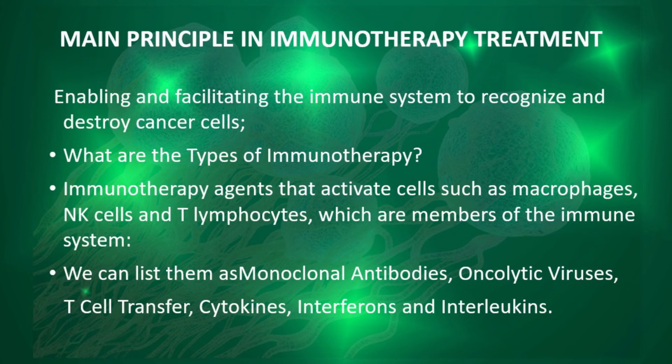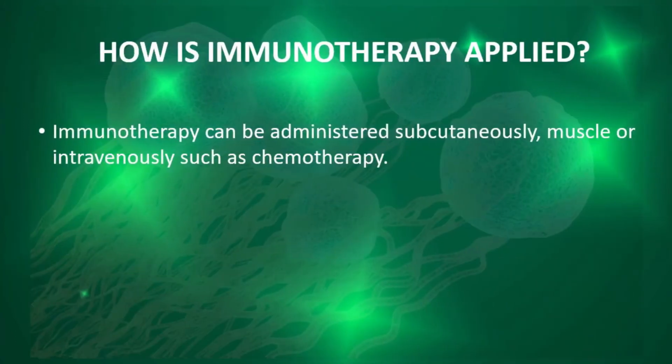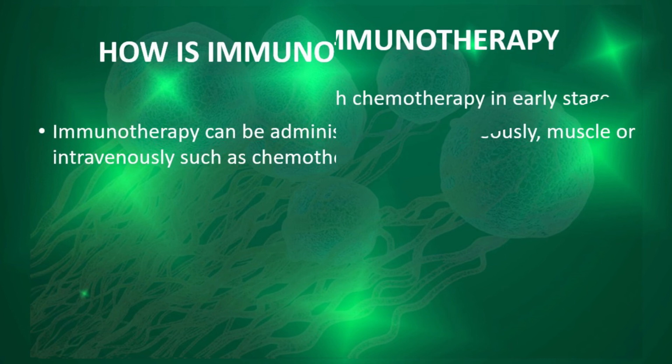What are the types of immunotherapy? Immunotherapy agents that activate cells such as macrophages, NK cells, and T lymphocytes, which are members of the immune system. We can list them as monoclonal antibodies, oncolytic viruses, T-cell transfer, cytokines, interferons, and interleukins. How is immunotherapy applied? Immunotherapy can be administered subcutaneously, intramuscularly, or intravenously, like chemotherapy.